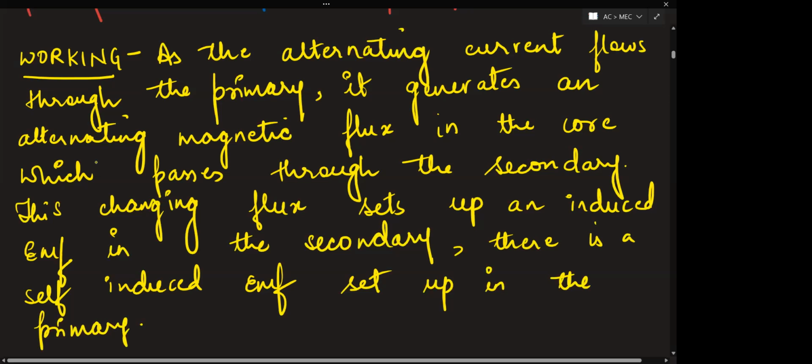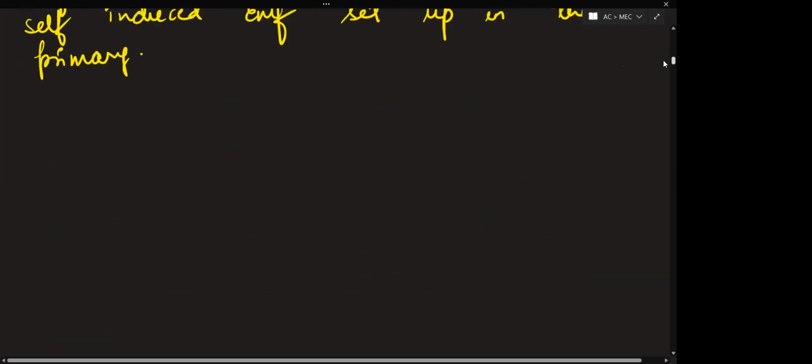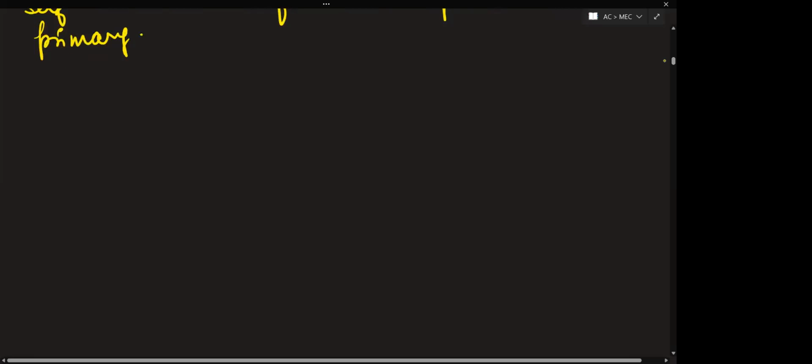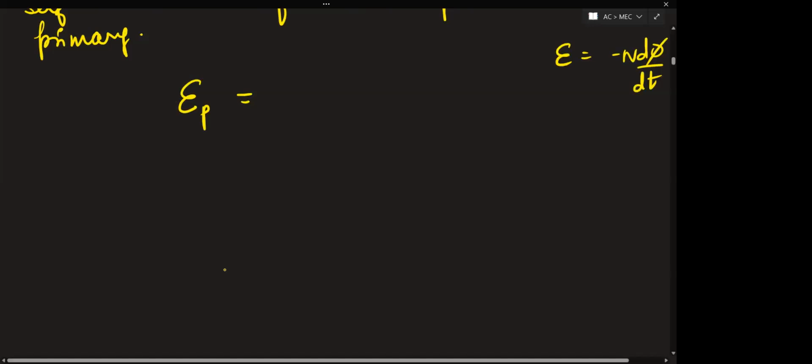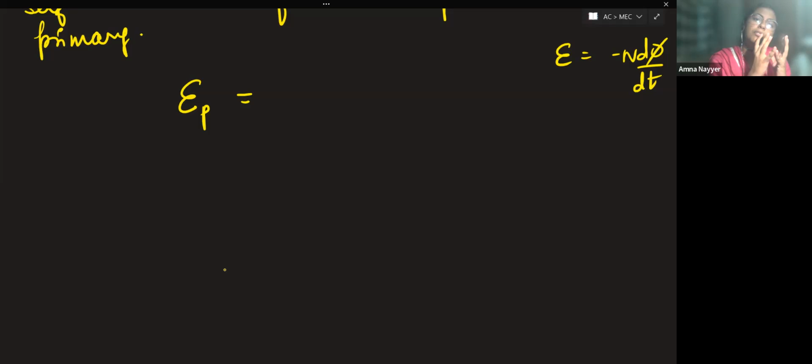Now, according to Faraday's law, if you sum up the statement that I have written, basically the EMF that has been changed through the primary will be equal to, what is the formula? E is equal to minus N d phi over dt. This is the main formula. So here also, the EMF that is getting generated will be the induced EMF in the primary coil, and then you have the induced EMF in the secondary coil.